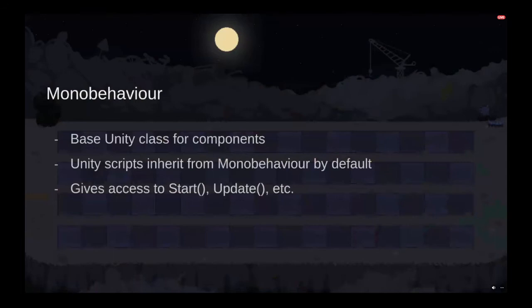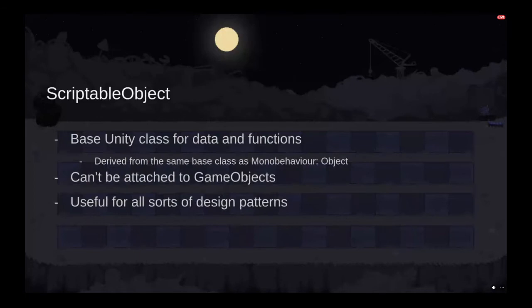What if you want to make a script that doesn't have to be attached to some object in your scene? If you just want to store some data, or you want some behavior that's just accessible without needing to be in the scene, you can go to scriptable objects. These are the base Unity class for data and functions. So if you have some kind of data that you want to store, this is how you should store it. This is the best way to store it.